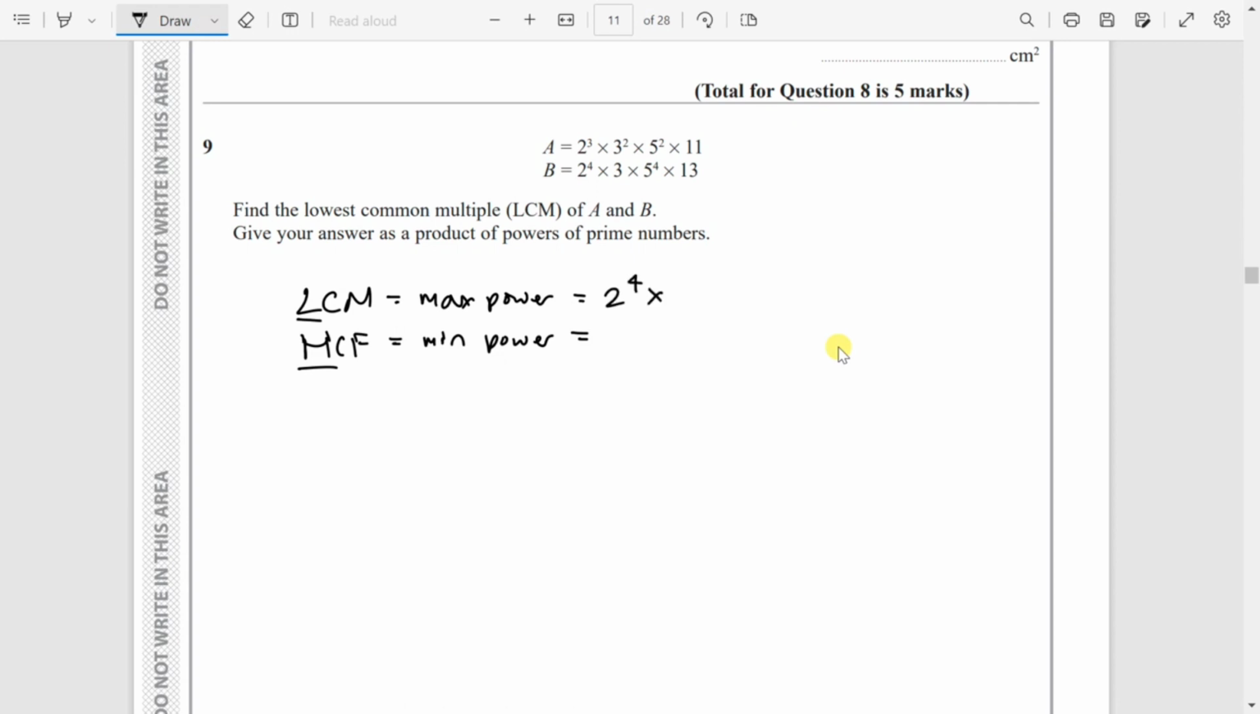For the next one, 3 to the power 2 is the maximum of the two. For the 5 is 5 to the power 4. And because you got only 11, 13, well, you copy them both. It's just 11 and 13. That's it. That's literally all we do.